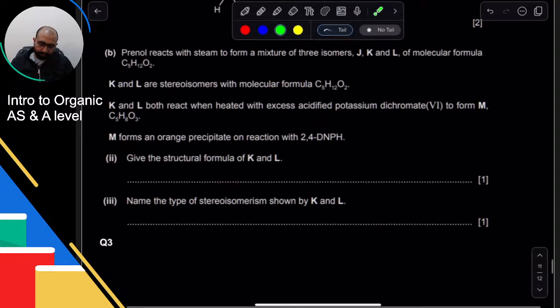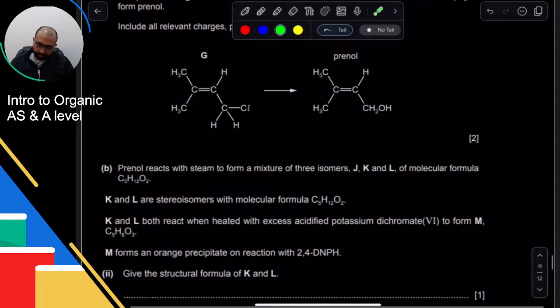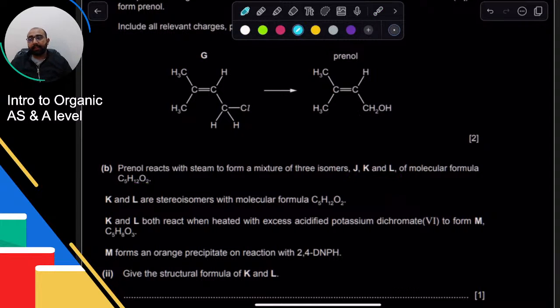Give the structure formula of K and L. K and L react when heated with excess this to form M. अच्छा, तो K and L जो हैं वो दोनों ऑक्सीडाइज होते हैं. कहाँ से बने हैं वो? K and L can be formed from this. So let's try it. K and L both are made by breaking the double bond in the middle. So let's try it out.